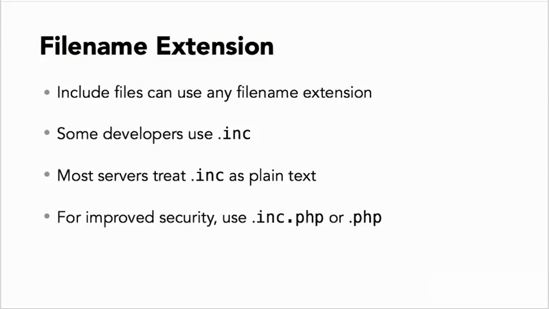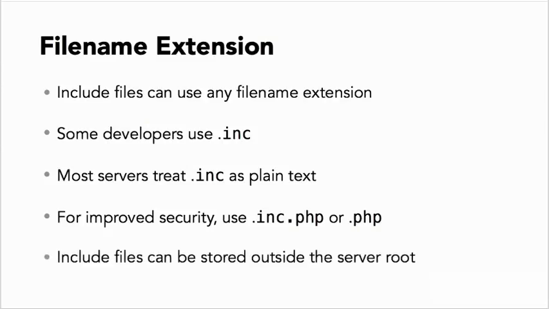It's more secure to use a double file name extension such as .inc.php or simply .php on its own. My preference is to use just .php and to store all external files in a dedicated folder. For even greater security, it's a good idea to store include files outside the server's document root. As long as the parent file is in the root folder, PHP can access files that are stored elsewhere and include them.